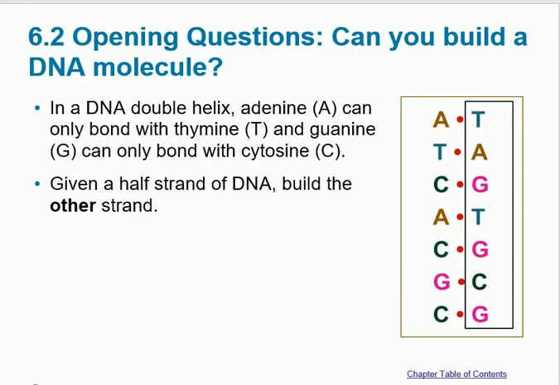So if we have a sequence here, and this is a double strand, and these are the two complementary strands, if this one has ATCACGC, can you come up with the complementary strand if you didn't see this?